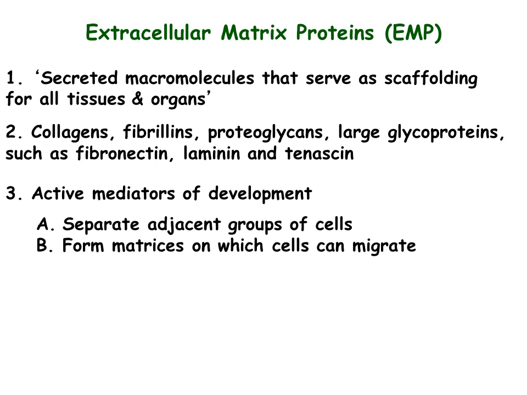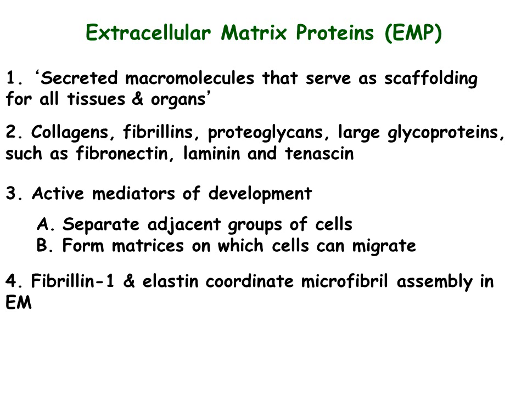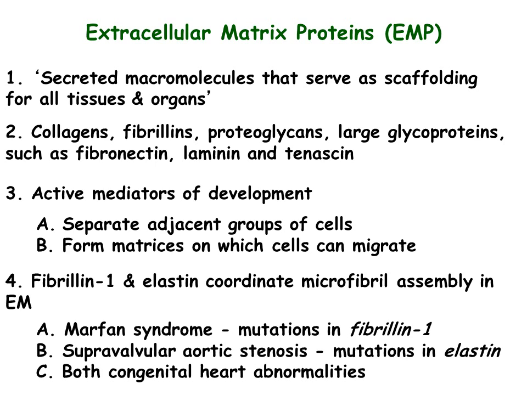So they're active mediators of development. They separate adjacent groups of cells. They form matrices in which the cells can migrate, so it's kind of a platform. Fibrillin 1 and elastin coordinate microfibril assembly within the extracellular matrix, so that's very important. And so, as I've already said, Marfan syndrome with mutations in fibrillin 1. You also have supravalvular aortic stenosis when you have mutations in elastin, and both can also lead to other congenital heart abnormalities.